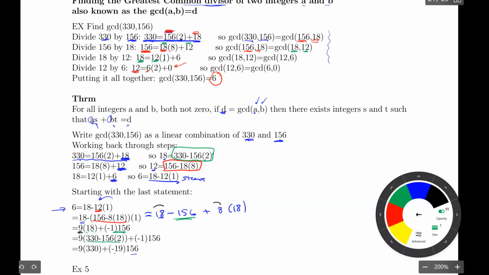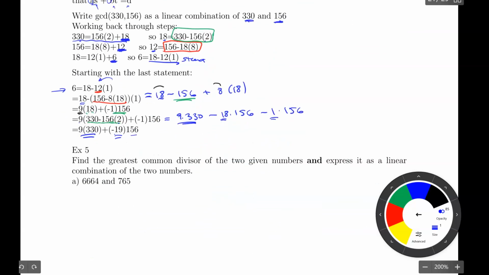So I have 9 times the 18, and then minus 1 times the 156. I did that too fast again. Let's do 9 times 330, and then 9 times this 2 would give me a negative 18 times 156, and there's another 156. So there's my 9 330s, then minus 18, and then minus 156 gives my minus 19 156s. Am I going to do this one for you? I think I will. Let me pause and do a next video.